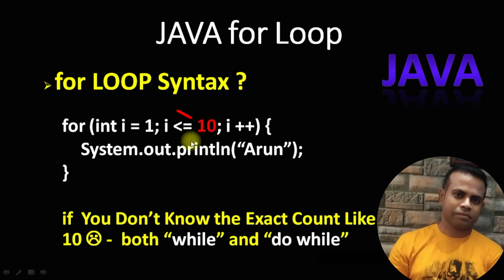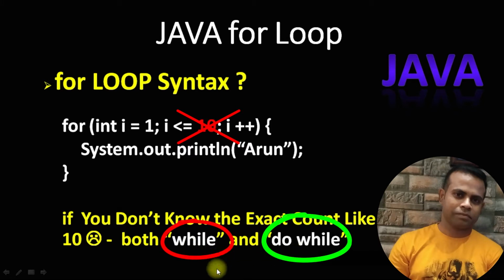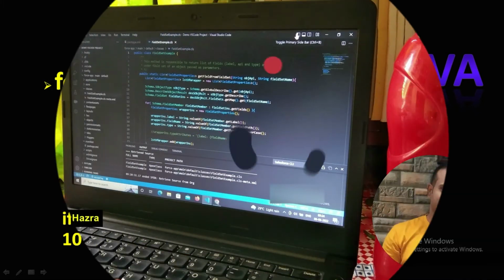If we don't know the exact count of iterations in advance, at that time we can use while loop and do while loop. Then when to use while loop and when to use do while loop.